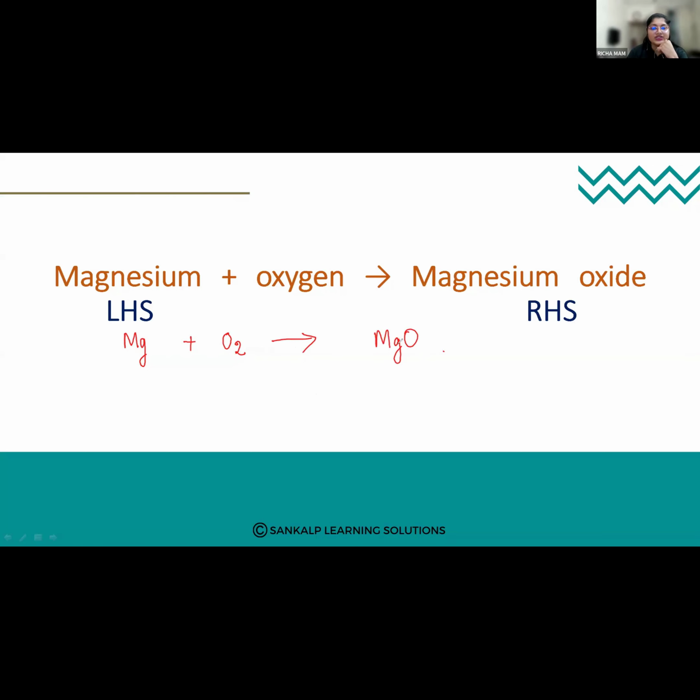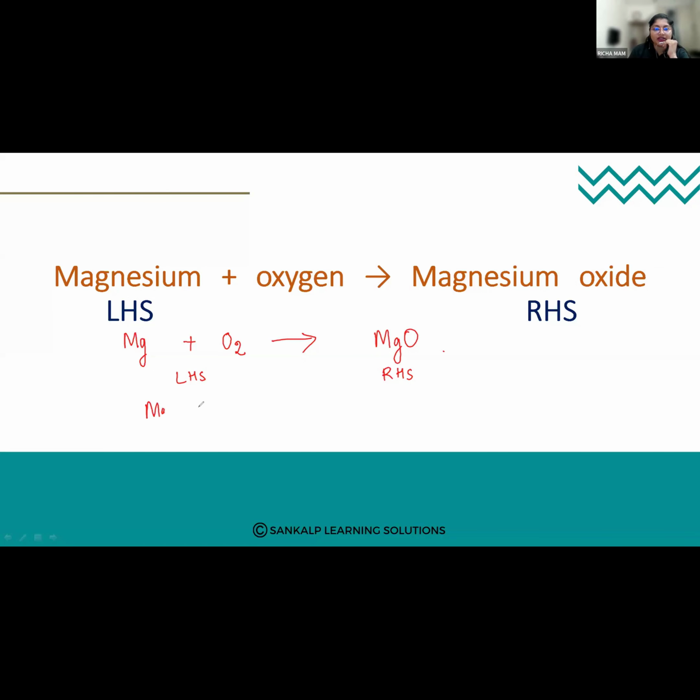Is the reaction balanced? No. Now on the left hand side, we will calculate the number of atoms, and on the right hand side, we'll calculate the number of atoms. We will count the number of atoms.